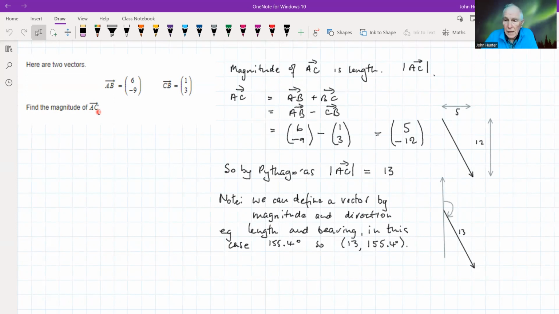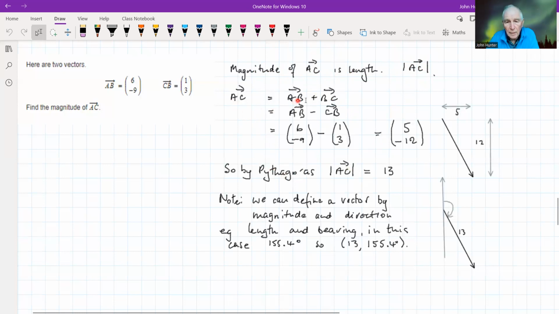Here they're just asking for the magnitude, in other words, the length of the line. The magnitude of AC is its length. We might write it with these vertical lines there, which signifies the length of AC. So let's have a look.